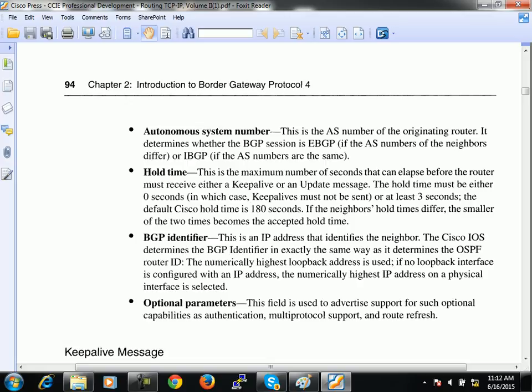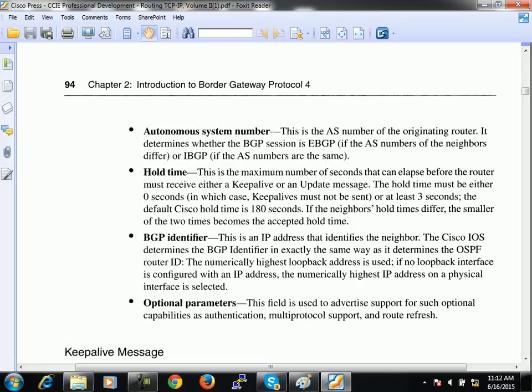This is the maximum number of seconds that can elapse before the router must receive either a keepalive or an update message. You understand? The hold time must be either 0 seconds, in which case keepalive must not be sent, or at least 3 seconds. The default Cisco hold down time is 180 seconds. If the neighbor hold down timers differ, the smaller of the 2 times becomes the accepted one.